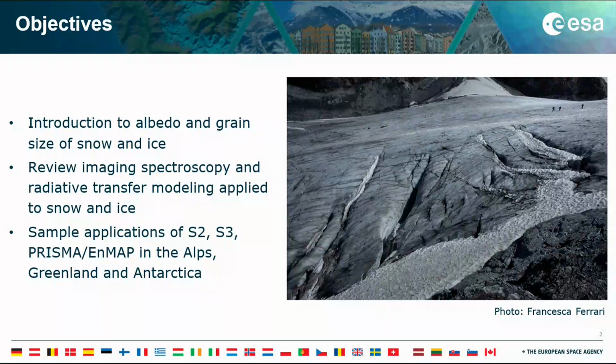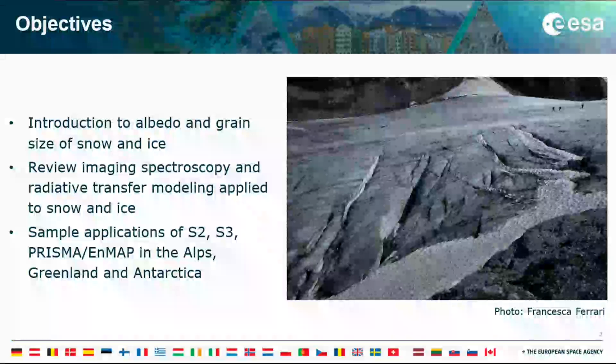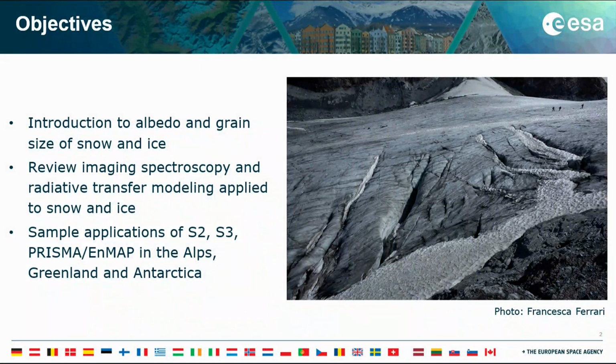So the presentation is structured in this way. I will give a brief introduction about what I mean with albedo and grain size of snow and ice. You will see that the term is quite broad, and different communities use the term in different ways. We will try to make some order out of this. I will briefly review the imaging spectroscopy and radiative transfer modeling of snow and ice.